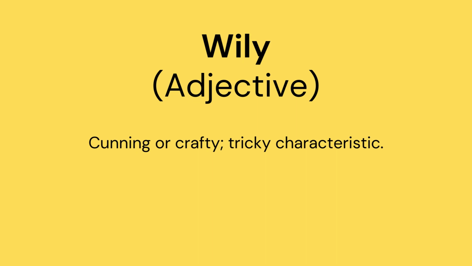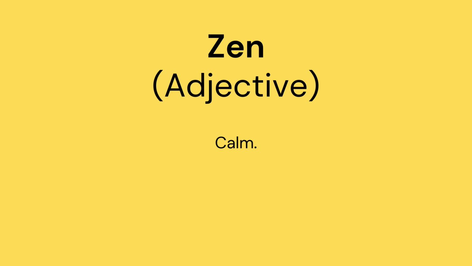Wily is an adjective and it refers to somebody or some animal that is cunning or crafty. It is a tricky characteristic. Zen is an adjective referring to calm.